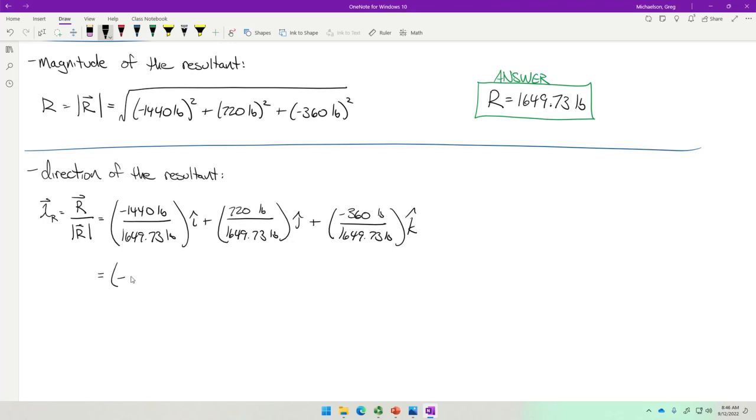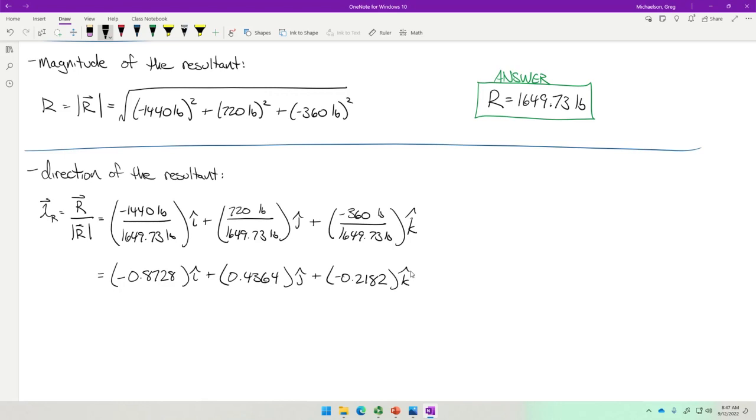So I've got negative 0.8728 here. This next term I've got positive 0.4364. And this last term I've got negative 0.2182. I kind of like to go to 3 or 4 decimal places on this, especially with 3D equilibrium, because I think it leads to a little bit more exact answers, but I don't like to go any more than that. Now, if you use the Pythagorean theorem on these 3 numbers, you'll get an answer of 1, barring some rounding and whatnot. So this is the direction of that vector in 3D, okay?